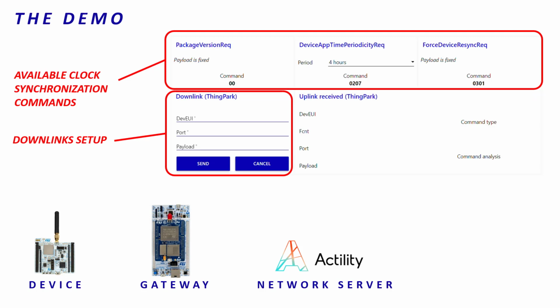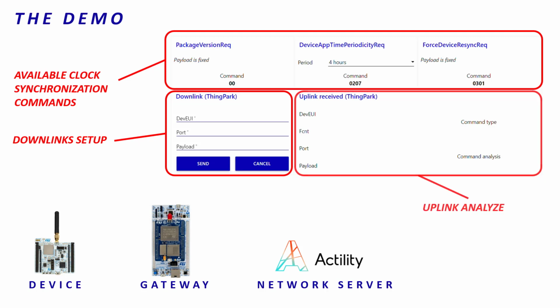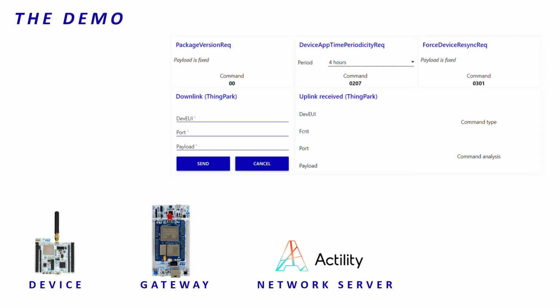At the bottom left corner, there is the downlink setup. We only need to set up the dev EUI, the port, and the payload. At the bottom right corner, there is an uplink analyzer. It will help us to understand payloads received from the end device. Alright, let's start the demonstration.